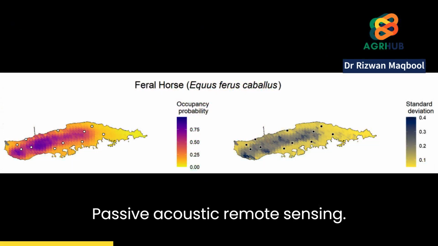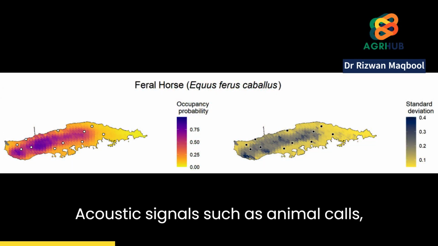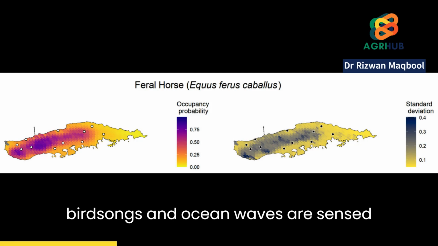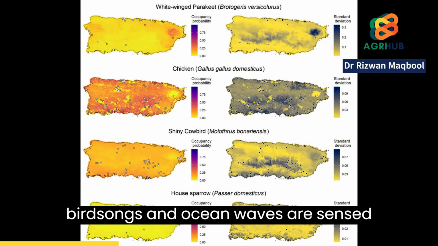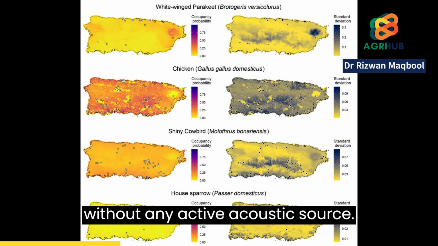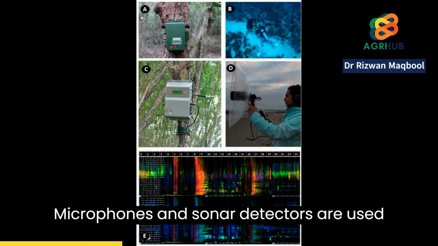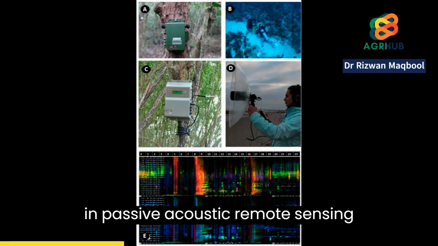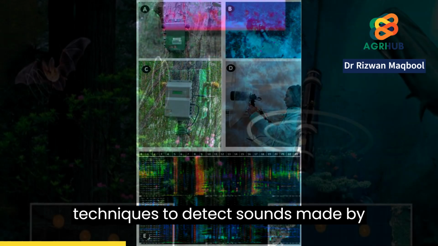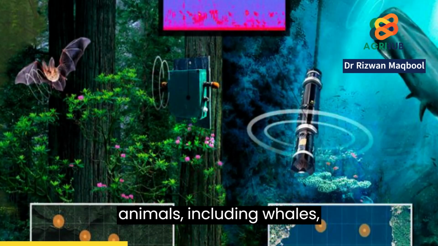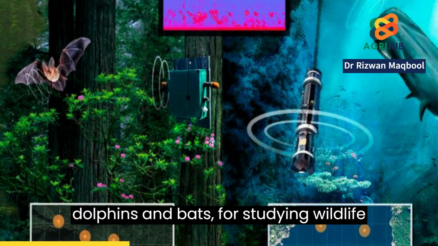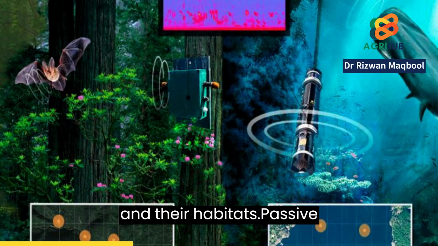Passive acoustic remote sensing: acoustic signals such as animal calls, bird songs, and ocean waves are sensed without any active acoustic source. Microphones and sonar detectors are used in passive acoustic remote sensing techniques to detect sounds made by animals, including whales, dolphins, and bats, for studying wildlife and their habitats.